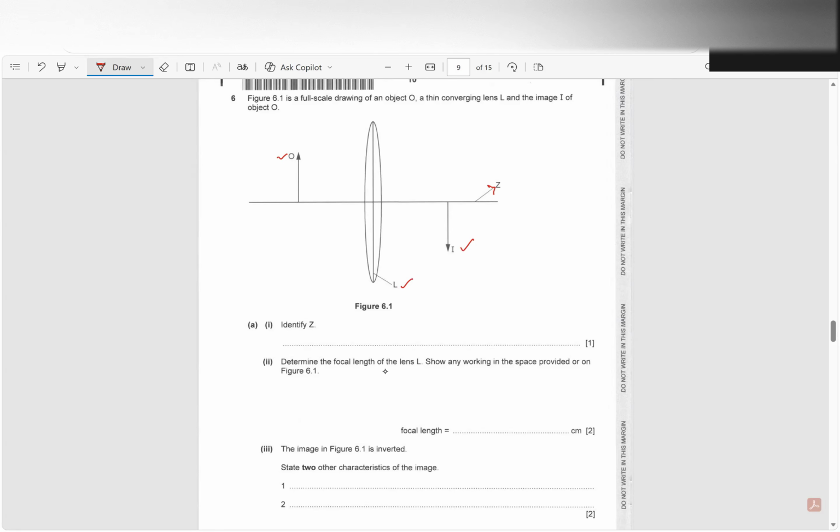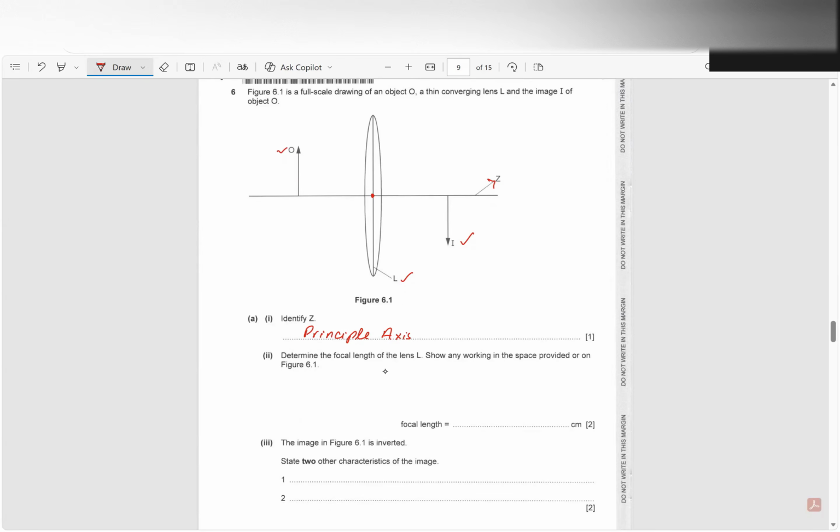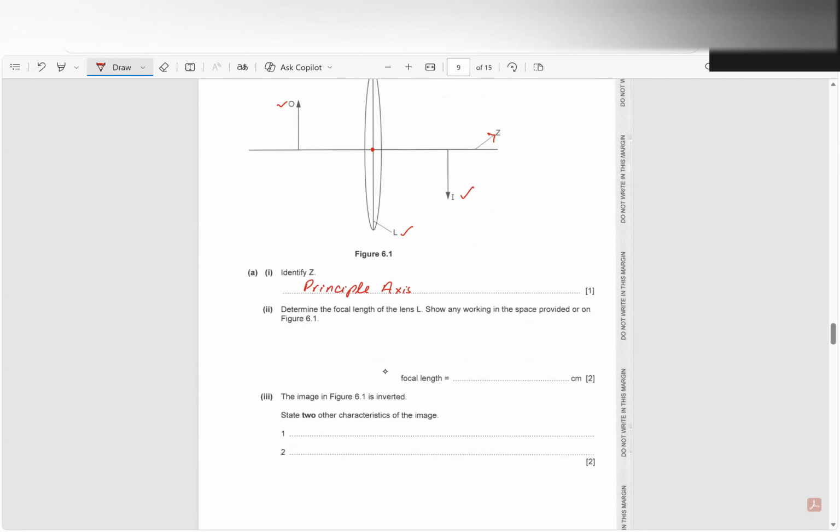We have to identify. Always remember, wherever you see a lens diagram and a horizontal line passing through the optical center, we're always going to remember that the horizontal line, which is going to be passing through the optical center, is going to be known as principal axis. So this is going to be principal axis. Z is going to be principal axis. Moving on. It says in part 2, determine the focal length of the lens L. Show any working in the space provided or on figure 6.1. So determine the focal length of the lens L.